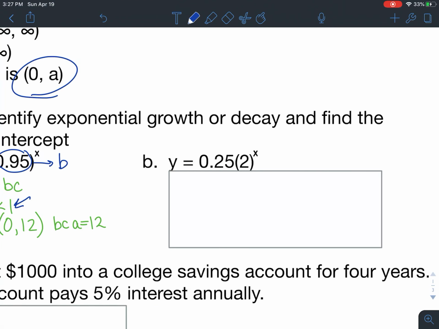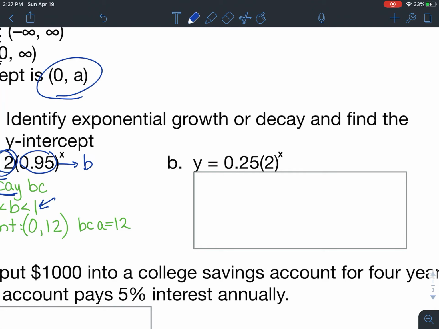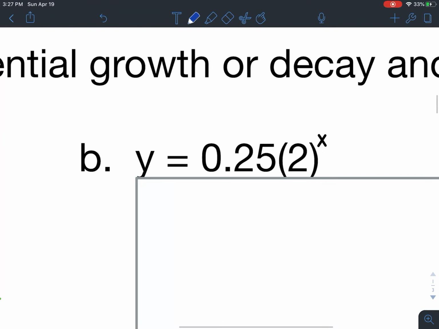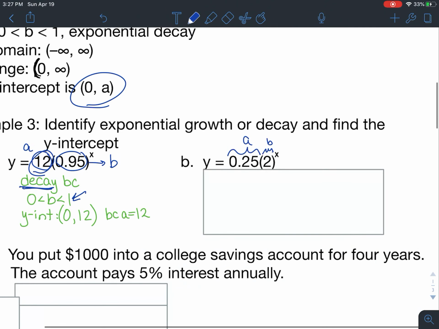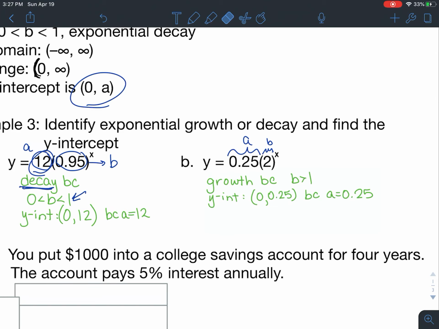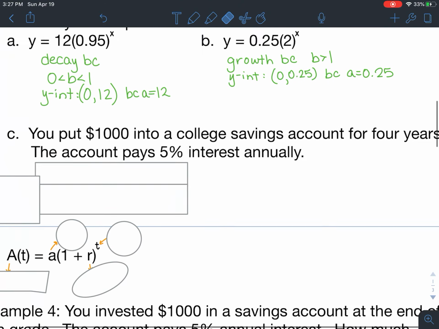All right, let's look at the second one. 0.25 times 2 to the x. So A is now this number, and B is this number. So B is bigger than 1, making this growth, and the y-intercept is still going to be 0, comma a, so 0, comma 0.25. Okay, so you've got to be able to recognize that just from the equation.